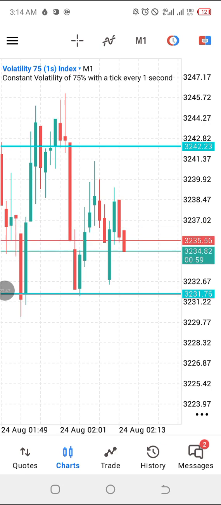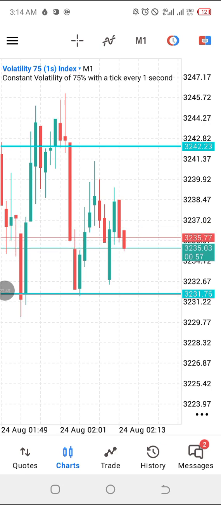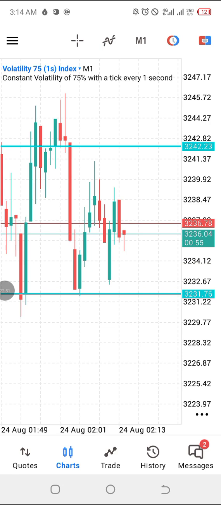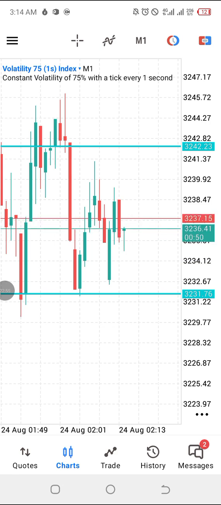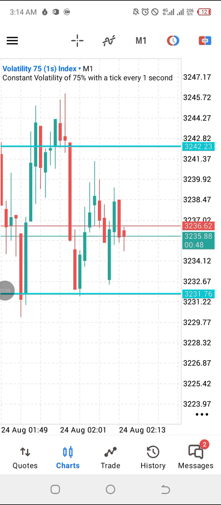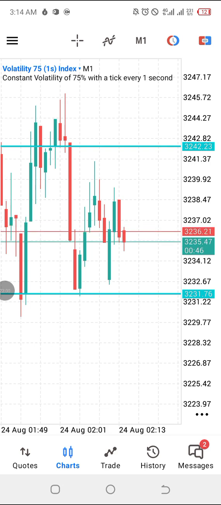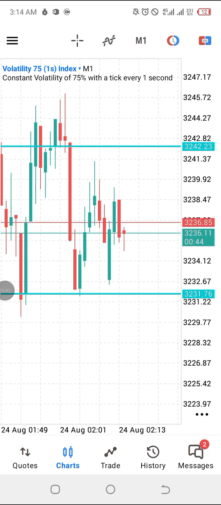You can go to M1. M1 patterns form very fast, so you can just practice and try things out, right? You can also go to the higher time frame as well, but M1 will help you practice faster because there'll be several candlestick formations.